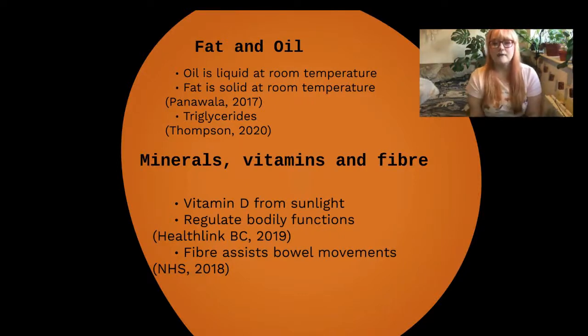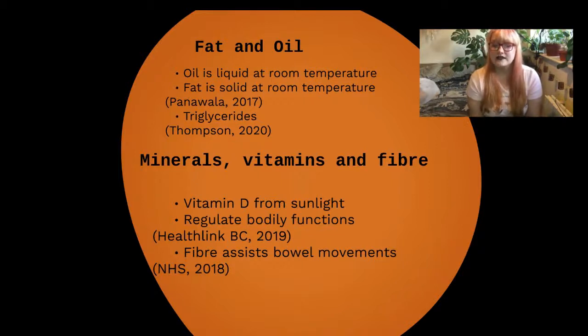Lastly, we have minerals, vitamins and fibre. So vitamins are synthesised by plants, except the vitamin D, which we get from sunlight. Vitamin A, for example, is required by cholesterol in order for producing hormones. Minerals are needed for regulation of metabolic, hormonal and nervous function systems in the body. An example is calcium, which is also needed for bone growth and muscular contractions.